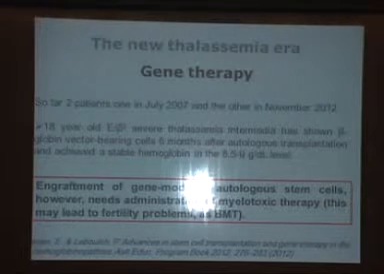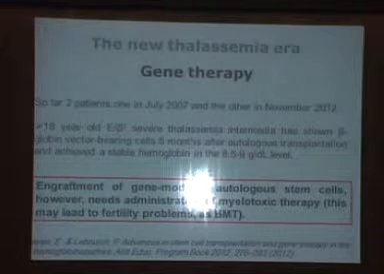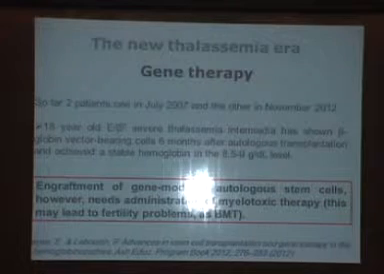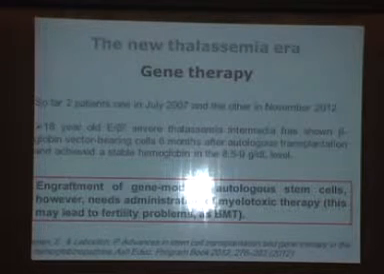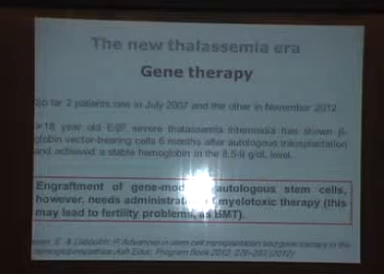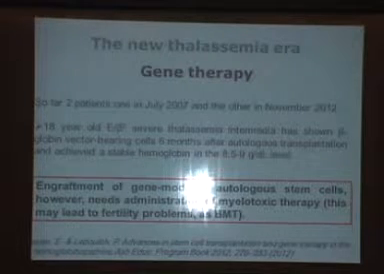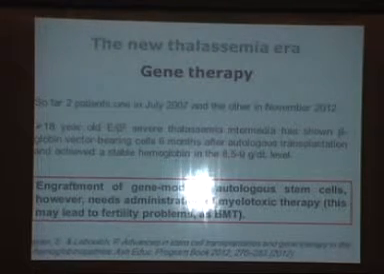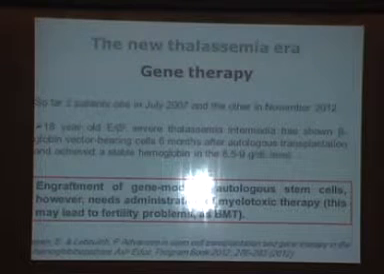Engraftment of gene-modified autologous stem cells, however, needs administration of myeloablative therapy. So you cannot give the gene-modified cells as such. You have to clear the bone marrow. And so he also received busulfan. So at the end of the day, you may also have fertility problems as gene therapy is done currently.